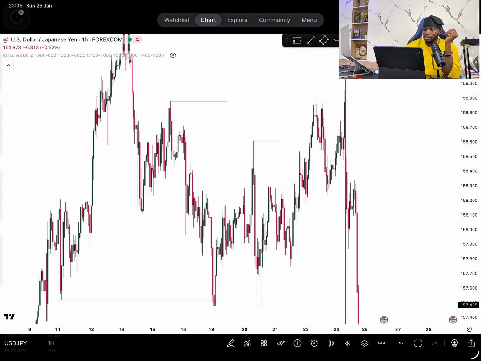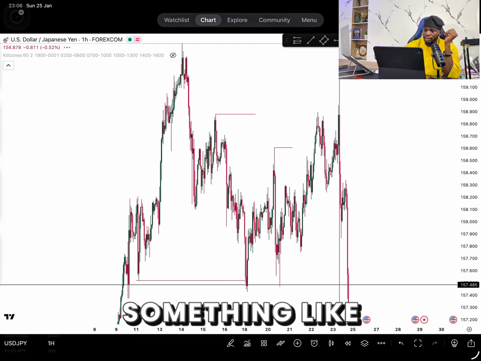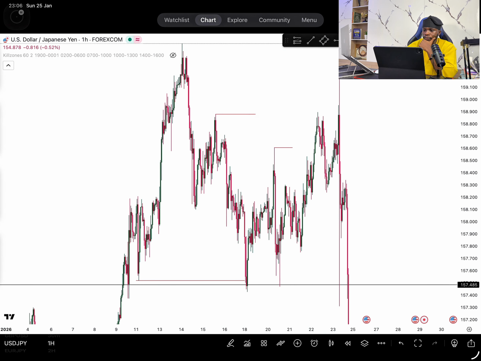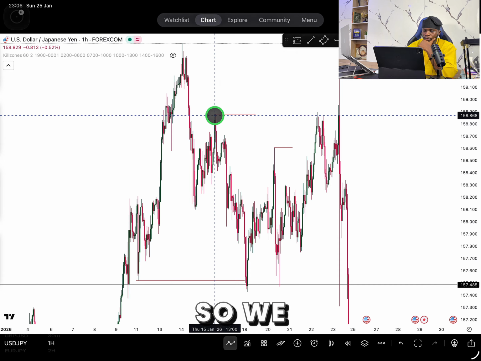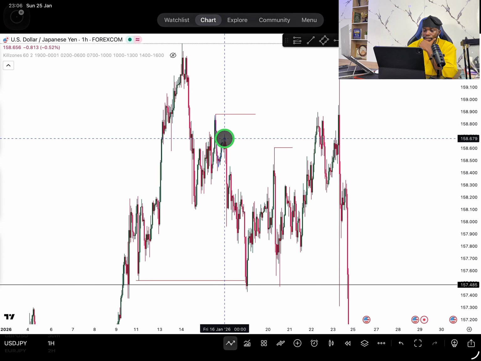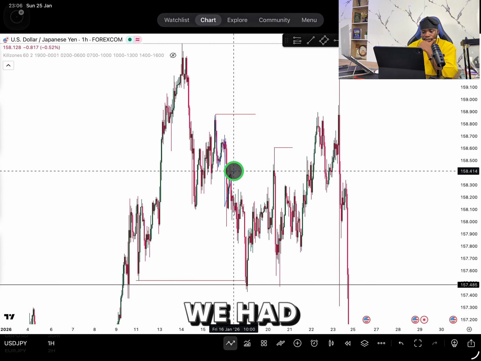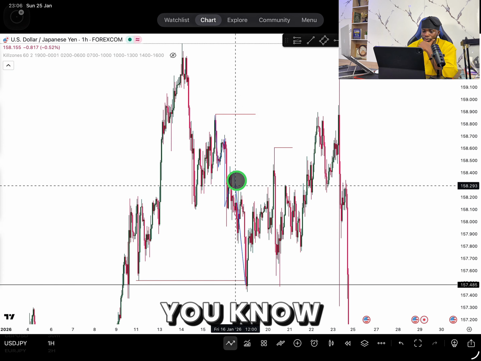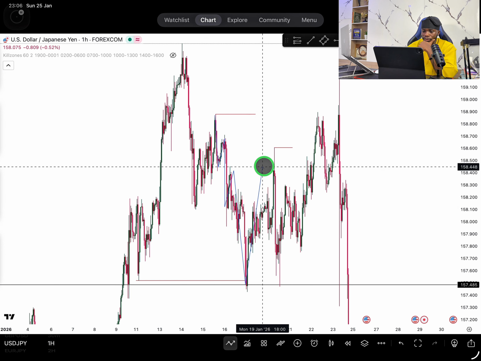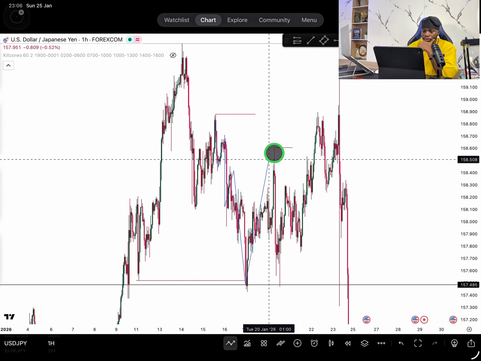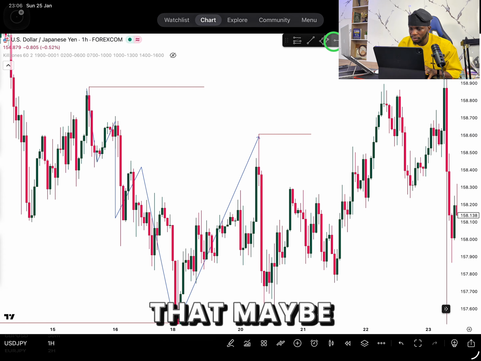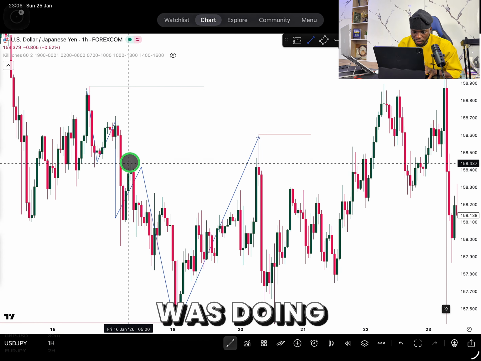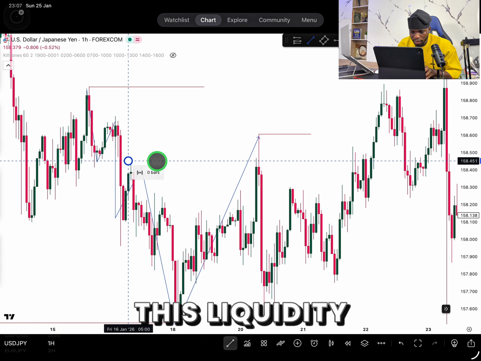But here it is. Price was maintaining something like a downtrend. So we had all of this move. I was expecting that price came out to take this liquidity. So if I'm to explain, maintaining the downtrend, I was expecting that maybe this was what price was doing, take out this liquidity, and maybe from there we're going to move.